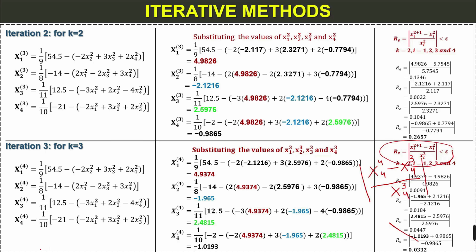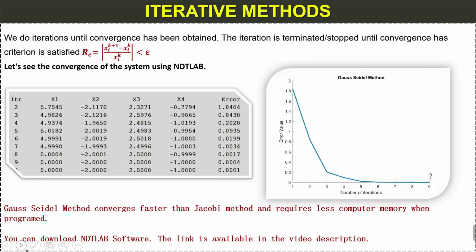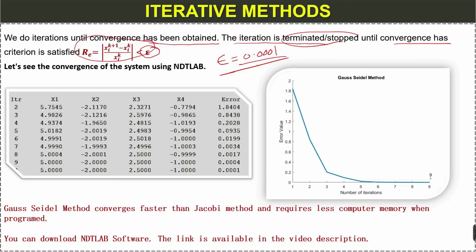And next we do the iteration until convergence has been obtained. The iteration is terminated, or stops, when the convergence criterion is satisfied. This means the relative error should be less than the given tolerance, which may be 0.001. When the error is less than or equal to this, the number of iterations will be stopped. Okay, so let's see the convergence of the system using the entity lab.